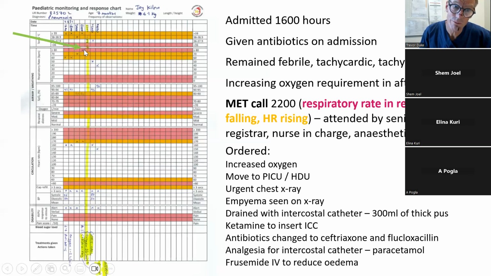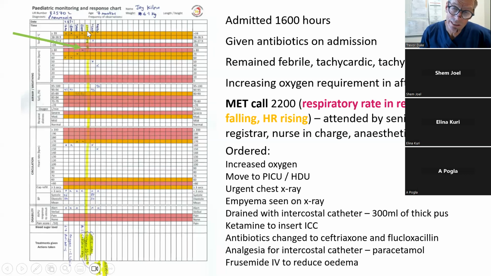Her respiratory rate went up, and because her respiratory rate got into the red zone, there was what was called a MET. That is, the registrar was alerted to come urgently to the bedside and assess the patient. And the registrar assessed the patient and realized that something wasn't going right. The respiratory rate was going up, the oxygen saturation was going down, the amount of oxygen was increasing, the heart rate was going up. All of these things were going in the wrong direction.